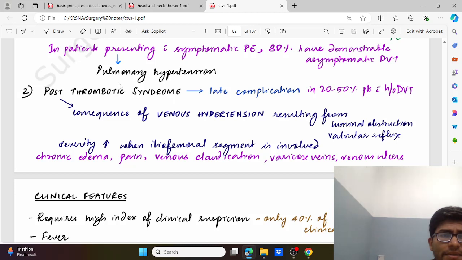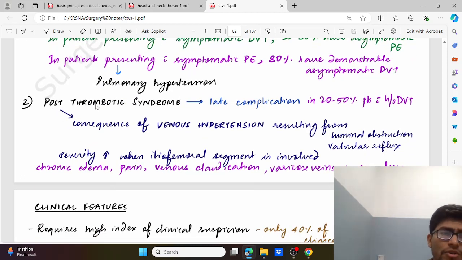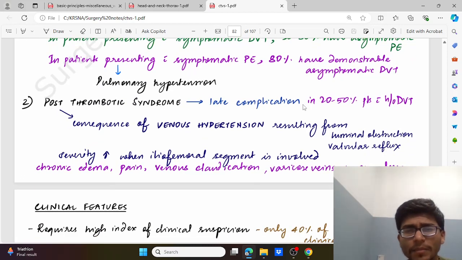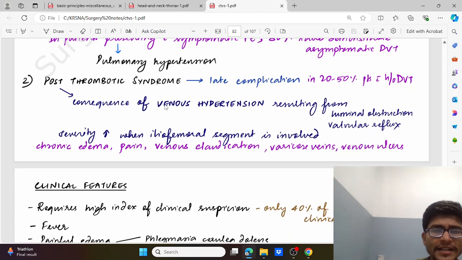Then chronic pulmonary embolism will present in the form of pulmonary hypertension. Now, post-thrombotic syndrome is the late complication seen in around 20 to 50% of patients with DVT. It is a consequence of venous hypertension due to luminal obstruction and valvular reflux. Severity is increased when the iliofemoral segment is involved.